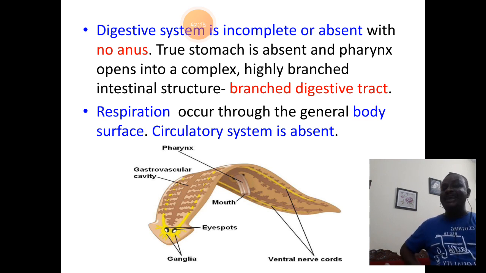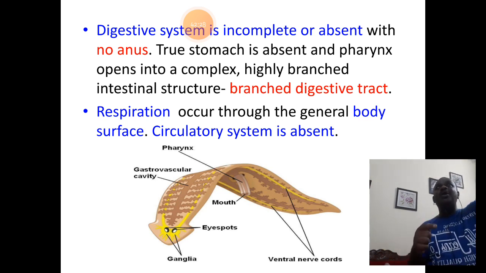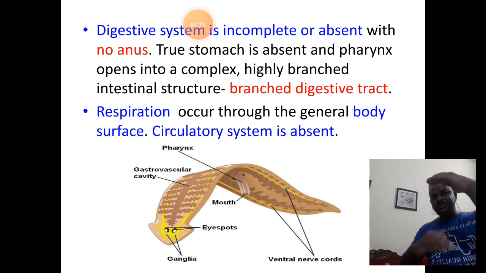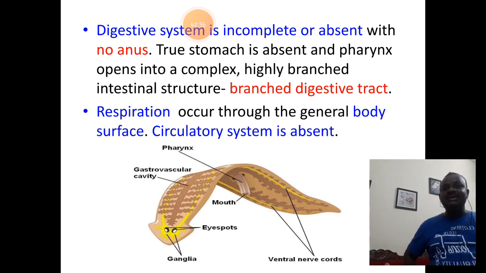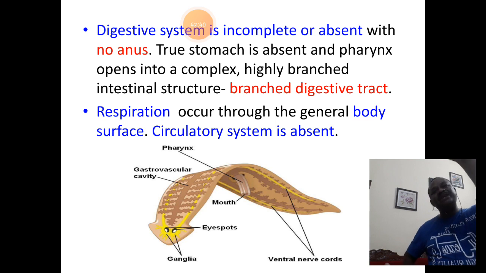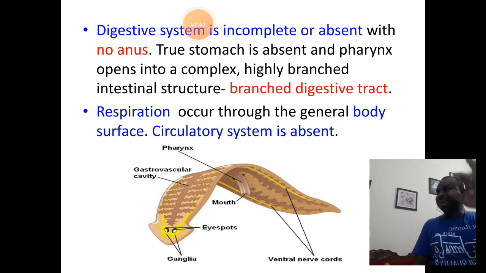Digestive system is called incomplete, which means it is not complete. When I say digestive system, it is called complete when it starts with mouth and ends with anus. When it starts with mouth and ends with anus, I call the system of digestion complete. Here is the case in flatworms where mouth is present but anus is absent.